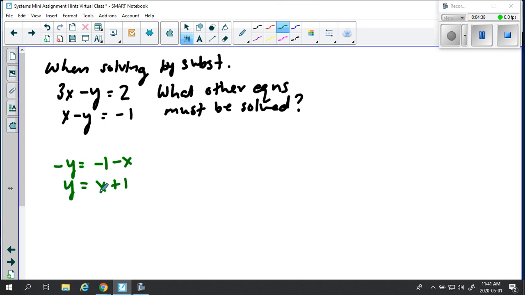So if you wanted to do this, you sure could put it back into this equation. Instead of writing y here, you could write this. And that's the whole idea behind substitution. We're substituting this for that. So we could do that.